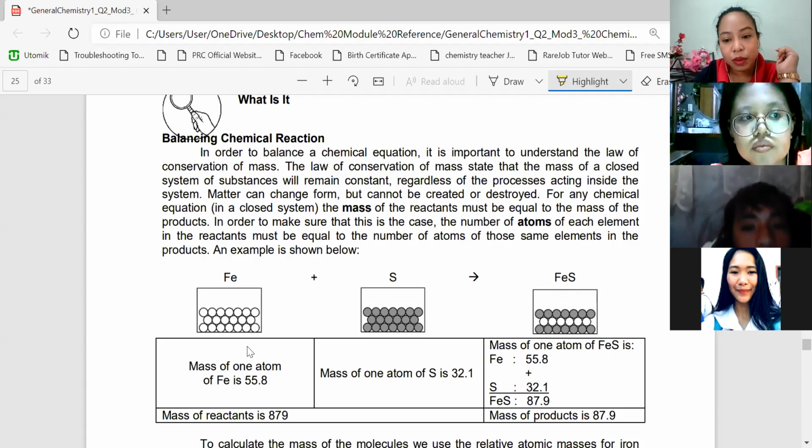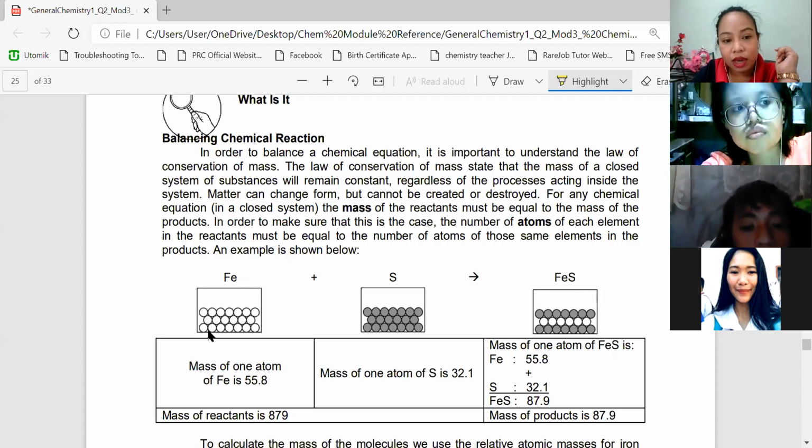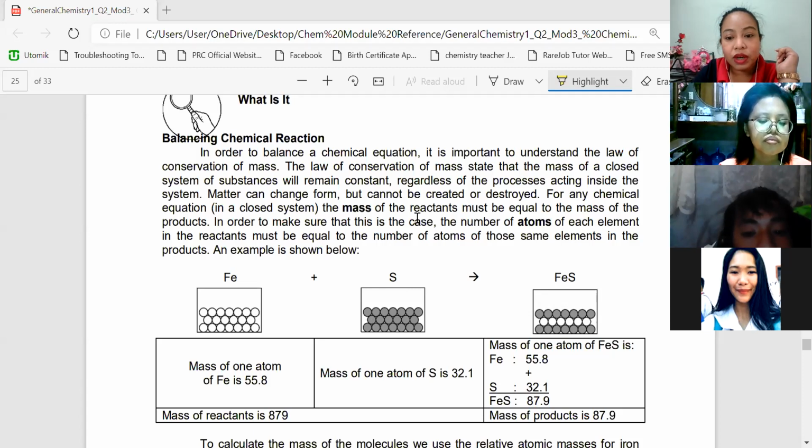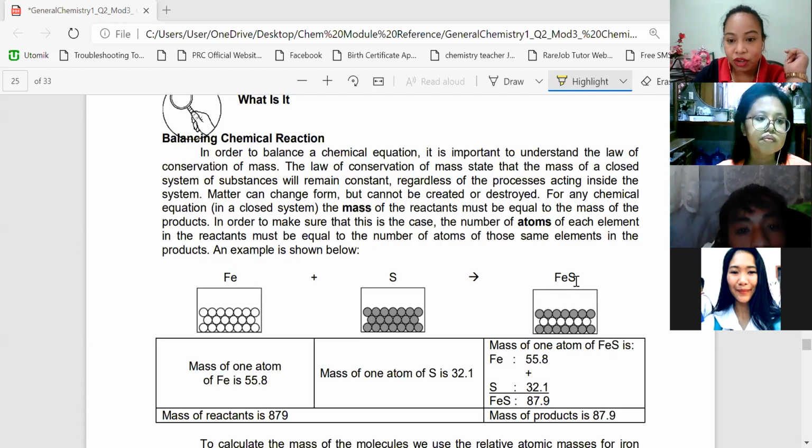So say for example, we have here the iron. The iron interacts with sulfur, forming ferrous sulfide. Ferrous sulfide, or iron(II) sulfide. Since it is iron 2, and sulfur has a 2 negative charge, in the end there is no subscript, so it means that iron 2 reacts with sulfur.